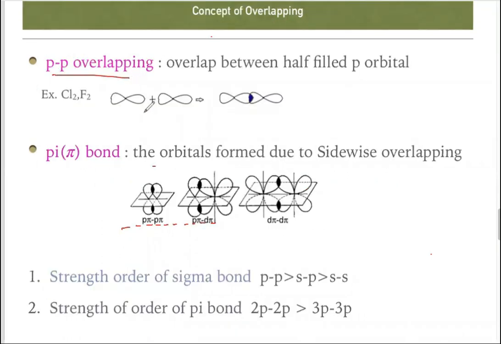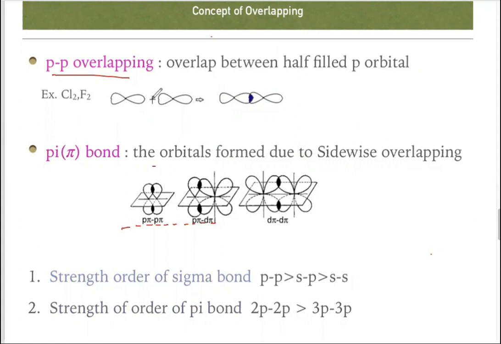Next overlapping is PP overlapping, and we are talking about sigma bond. So how will the sigma bond form? Axial overlapping. So overlapping between half-filled p orbitals. So this one is p, this is also p, and they overlap in between.